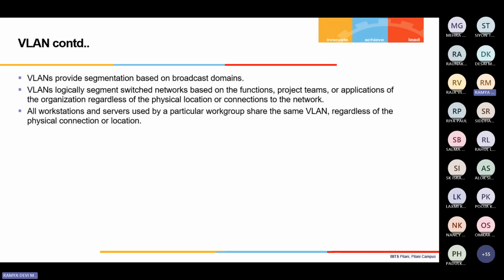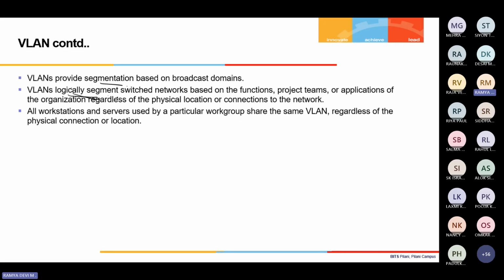So broadcast domain segmentation. VLANs will be creating separate broadcast domains. Okay, so within the same physical network, it will be acting as a mini network. The broadcast can be limited to the corresponding VLAN. Okay, so logical segmentation is supported here. Logical segmentation is nothing but VLANs allowing networks to be grouped logically. Okay, so instead of physical connection, it will be logically grouped.